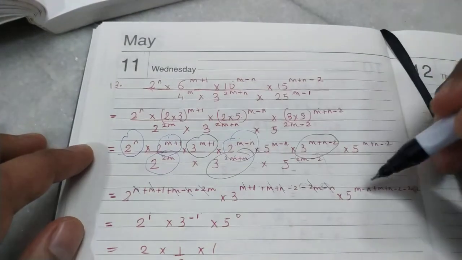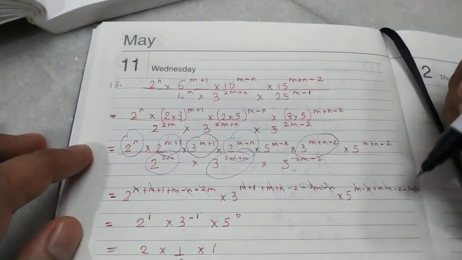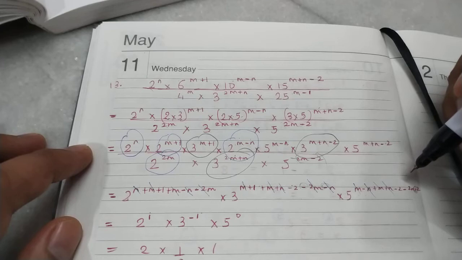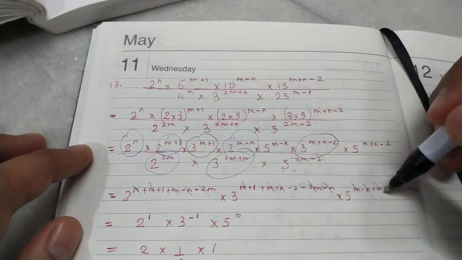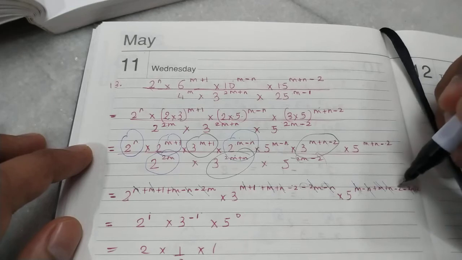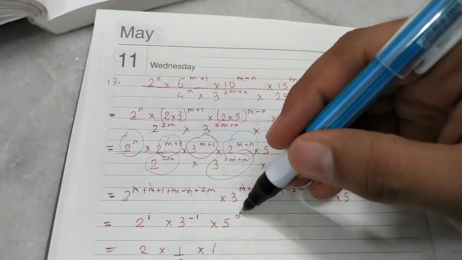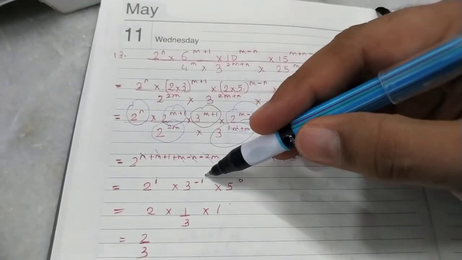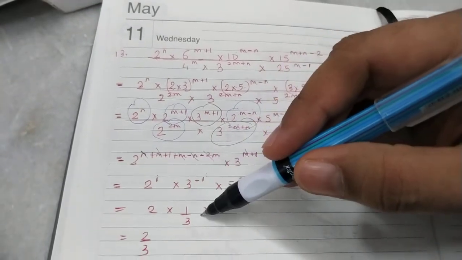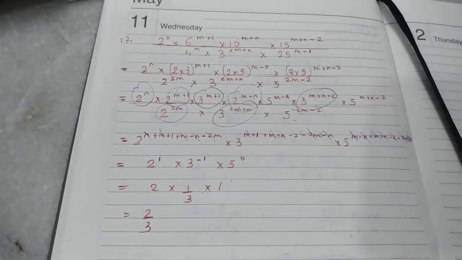Fine. And here m gone. n gone. m and minus 2m gone, and minus 2 and 2 is also gone. So just 0 is remaining here, and anything raised to 0 is 1. Negative power, so changes into positive. Final answer is 2 upon 3.